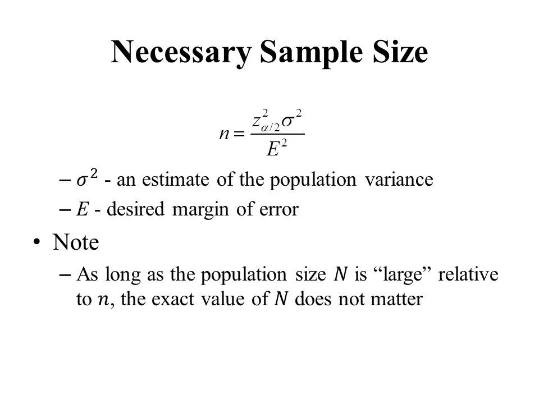And now again, note that the population size doesn't appear in this formula, and so as long as the population size is relatively large relative to n, then the exact value of N just doesn't matter. So N could be 5,000, 50,000, 5 million, 5 billion. It just doesn't matter. All that matters here in our value of n is the z value, which is affected by the confidence level, we have sigma squared, our estimate of the population variance, and then E, our desired margin of error. And so again, the exact population size just doesn't matter as long as it's large.